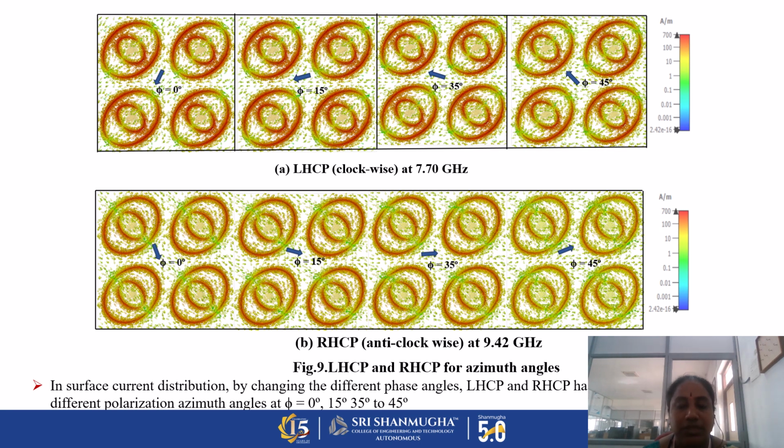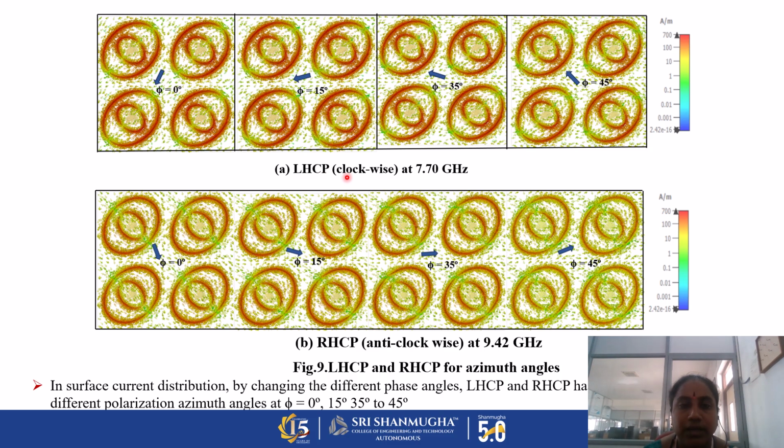And this is the azimuth angle calculation by adjusting different phi values. In angular stability we varied the theta value, and here we varied the azimuth value, that is the phi value, from 0 degree, 15 degree, 35 degree, and 45 degree. By adjusting the different phi values, here we confirmed the LP to CP conversion process.